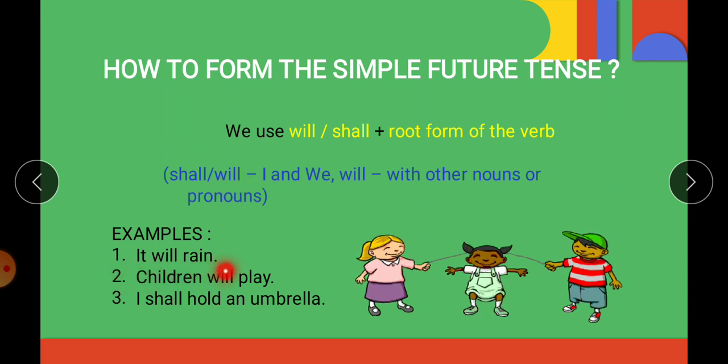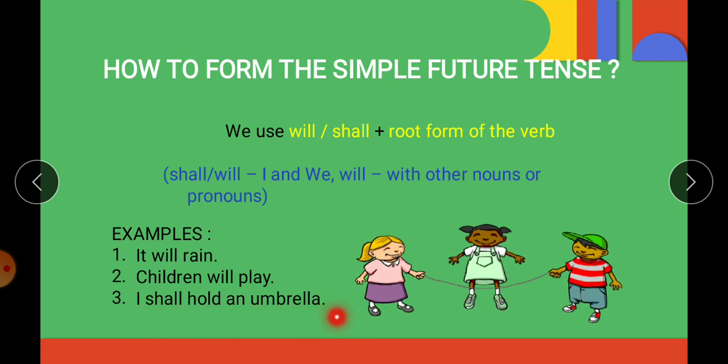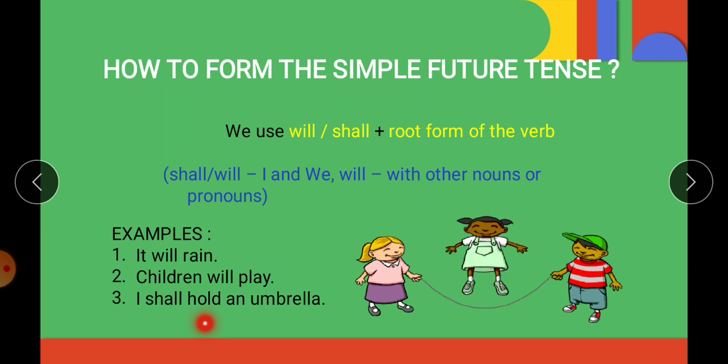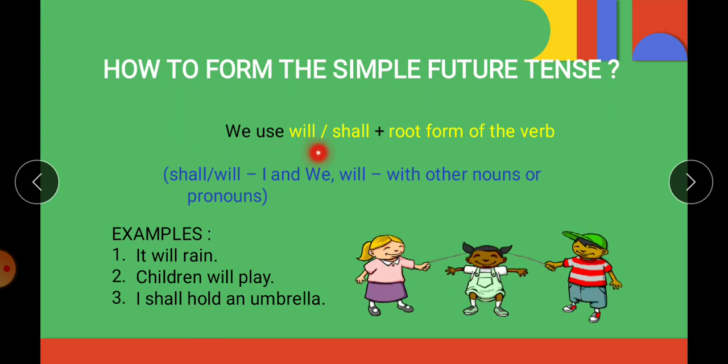Like it will rain, children will play, I shall hold an umbrella. So we have used will and the first form of the verb. Will and the first form of the verb play. Shall and hold is the first form of the verb hold. So to form a simple future tense, you have to use will or shall with the first form of the verb.